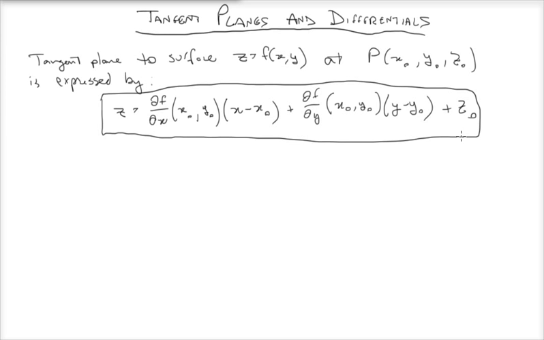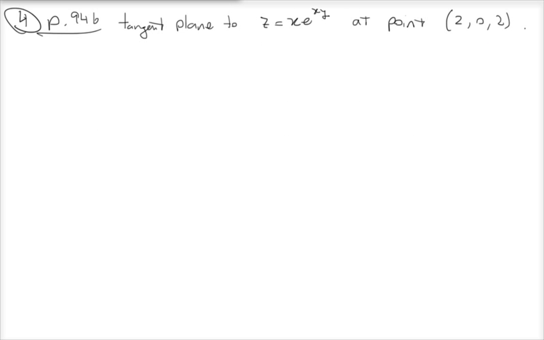So we're going to do one little practice problem, finding the tangent plane to a surface, and I'll show you on a graph what that looks like. We're going to start with question number 4 on page 946 in your book, which asks us to find the tangent plane to the graph of this function at point 2, 0, 2. First we'll do the algebraic solution, and then I'll show you what the graph and the tangent plane look like.